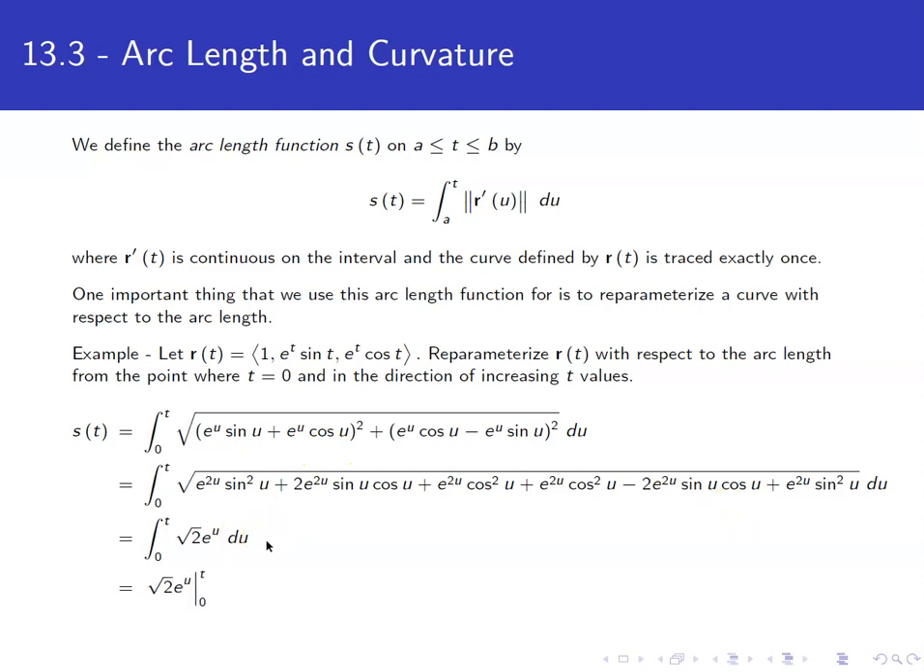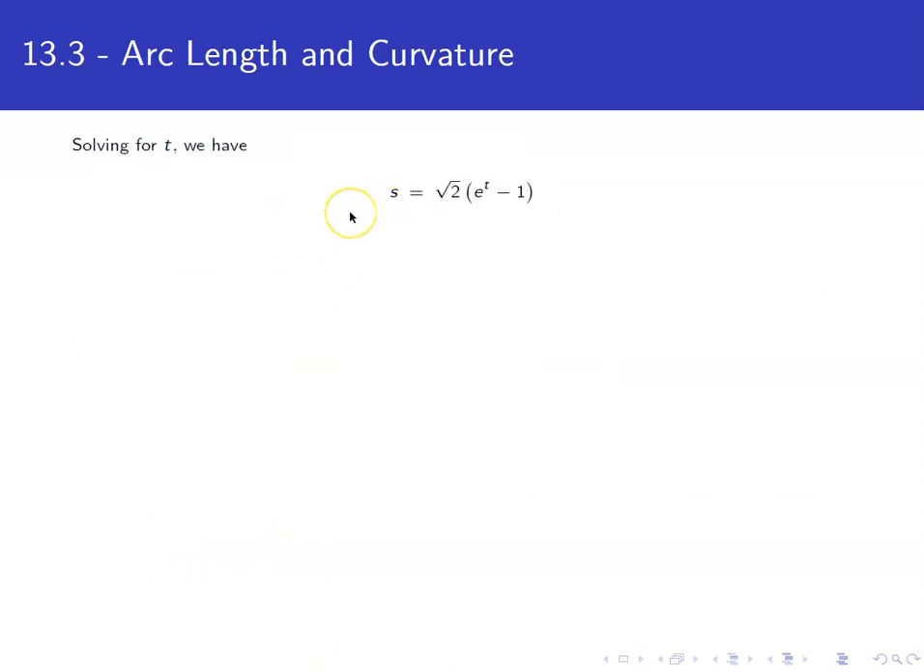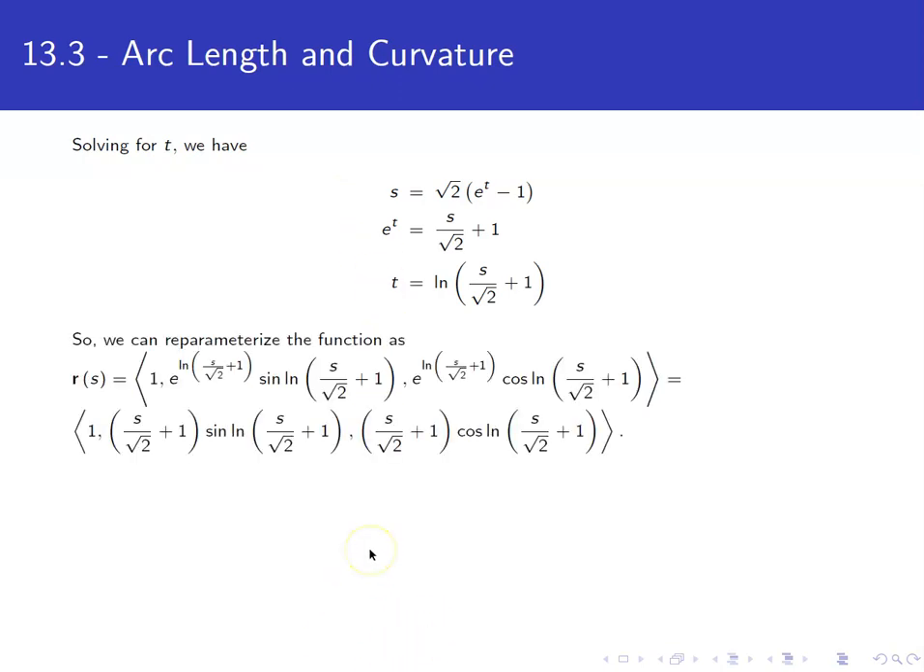Antiderivative of e to the u is just e to the u. And then we'll get square root of 2 times e to the t minus 1. So we want to solve this for t so we can plug something in for the t to reparameterize in terms of s. So divide by the square root of 2 and then add 1 and then take natural log. That gets us the t in terms of s. And now we can plug that back into our original vector valued function. This gives us now a parameterization of that curve in terms of arc length.